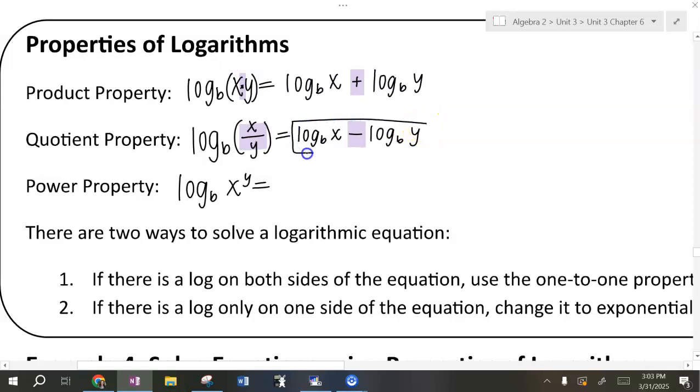So again, typically if you're solving a problem, you'll have two separate logs that you're trying to combine together. And if the two logs have a minus sign between them, that's when you're going to divide to combine them together.